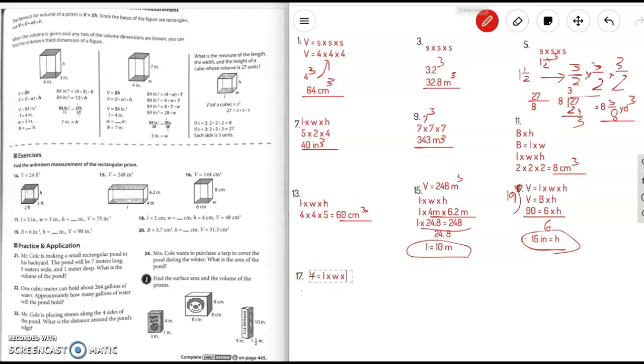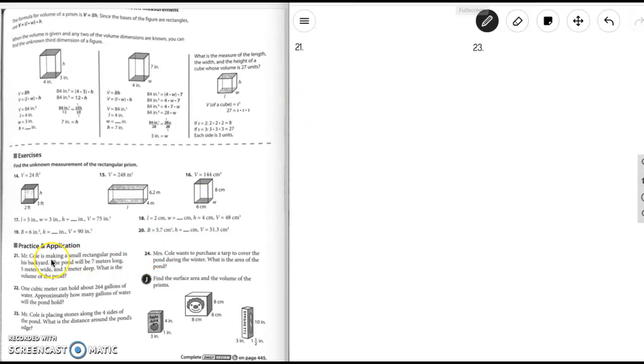Volume equals length times width times height. Fill in the numbers. Volume is 75. Length is 5. Width is 3. Height we don't know. Okay. 75 equals 5 times 3 is 15H. Divide both sides by 15. That brings us to 5 inches equals height.